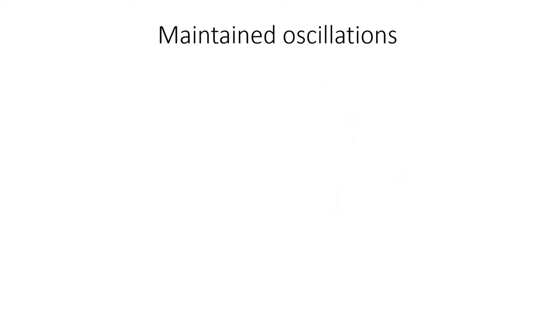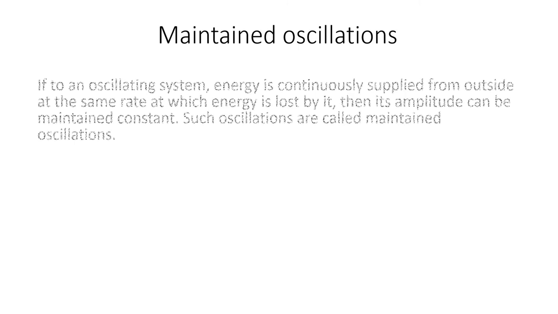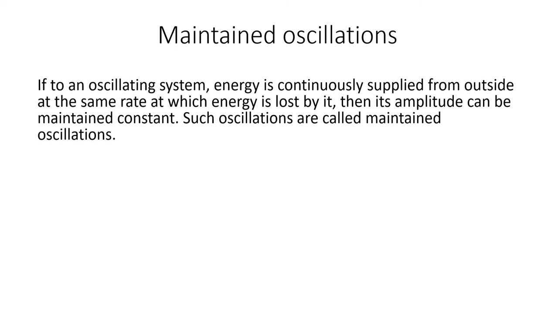Now we are going to discuss maintained oscillations. So what is meant by maintained oscillations? If to an oscillating system, energy is continuously supplied from outside at the same rate at which energy is lost by it. Already I told you, in the case of damped oscillations, dissipating forces will be there, because of which energy loss will always be there. So from outside we are continuously providing energy, because of which amplitude will remain the same. Such oscillations are called maintained oscillations.